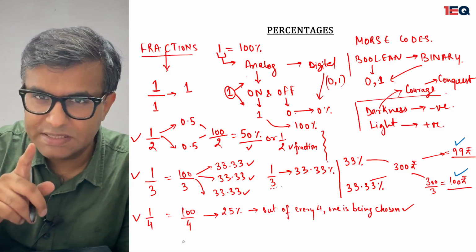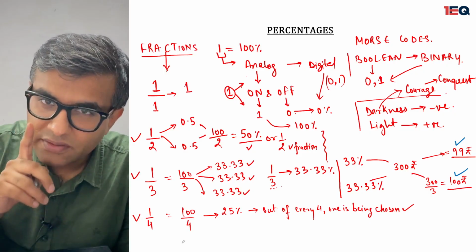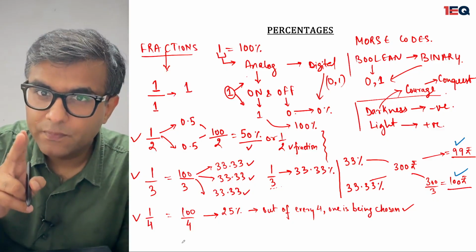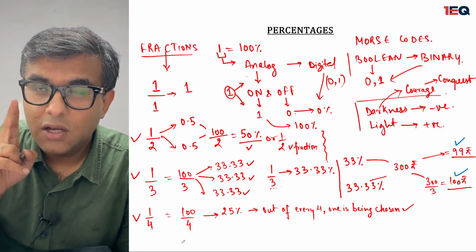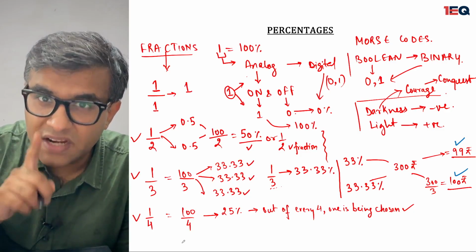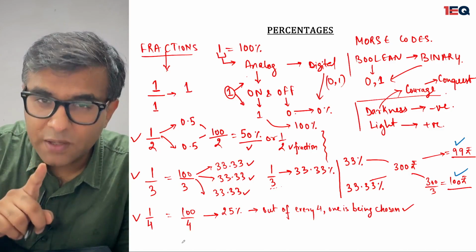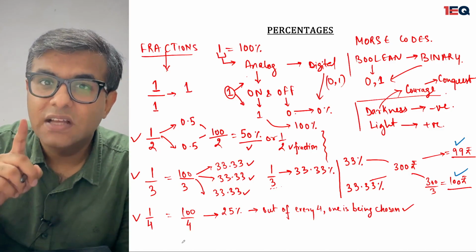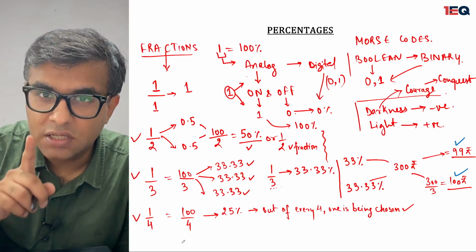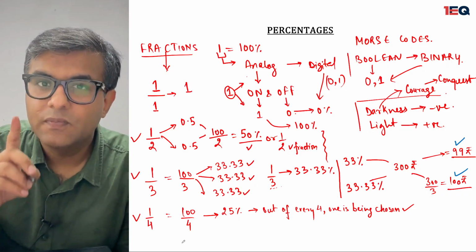1 upon 1 is 100%. 1 upon 2 is 50%. 1 upon 3 is 33.33%, not 33. 1 upon 4 is 25%. 1 upon 5 is 20%. 1 upon 6 is 16 2 by 3% in fractions, 16.66% in decimal format. Okay. 1 by 7 is 14 2 by 7% in mixed fraction, and 14.28 in decimal format.